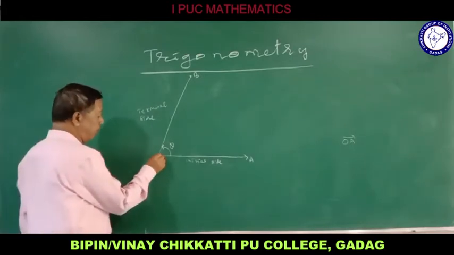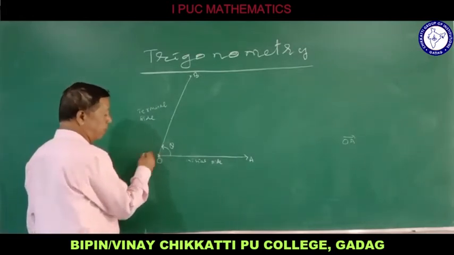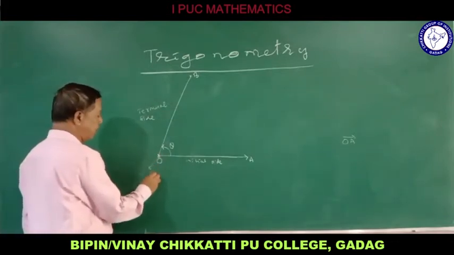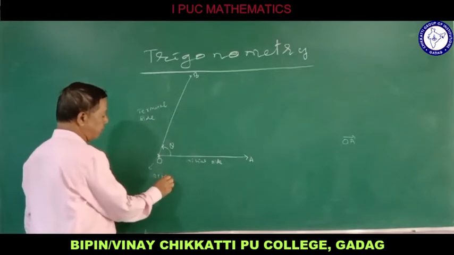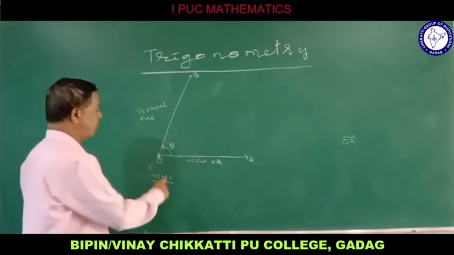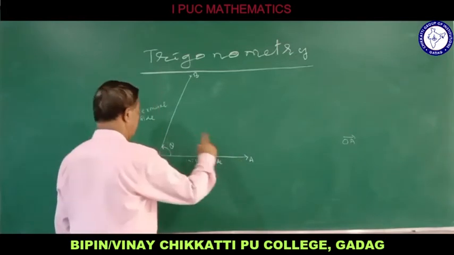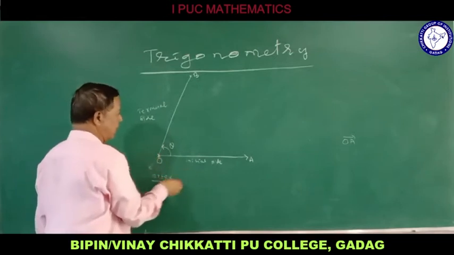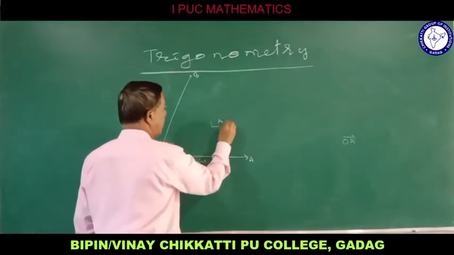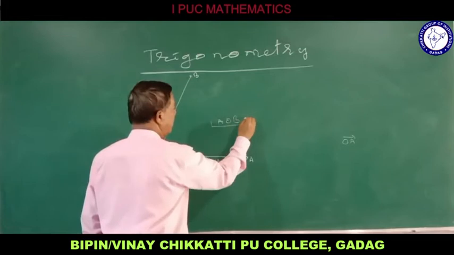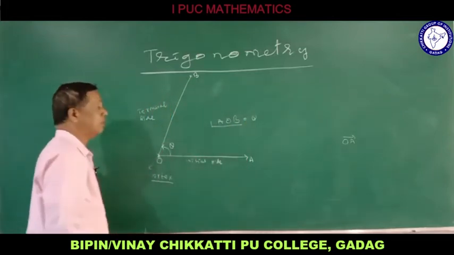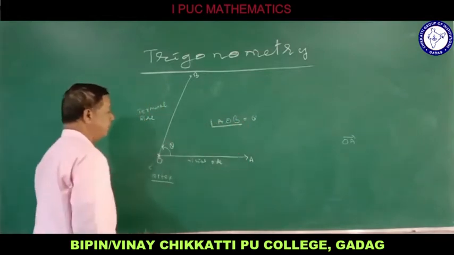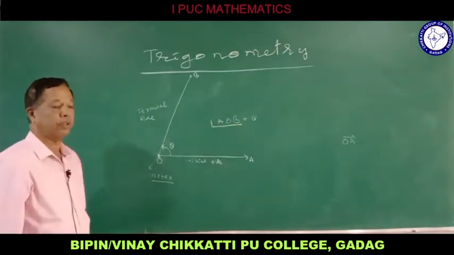The point about which this angle is formed, this is called the vertex. Try to understand. OA is the initial side, OB is the terminal side, O is the vertex. This angle we call angle AOB. This is taken as the symbol for angle AOB. Angle AOB, how much have you taken? Theta is considered.